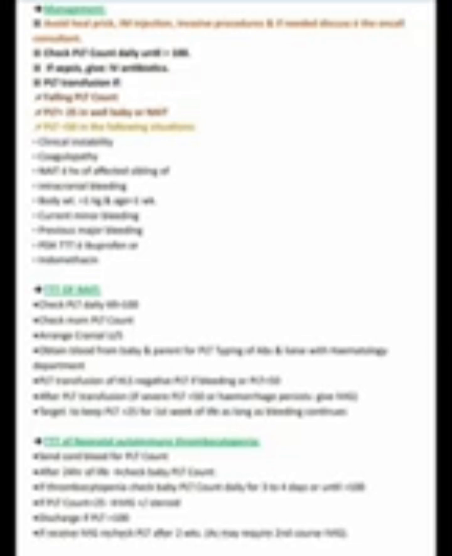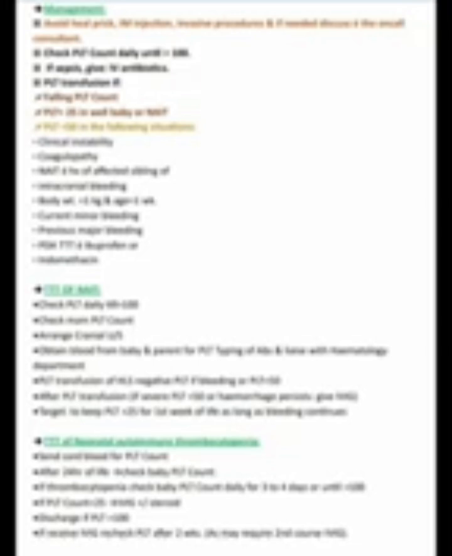Treatment of NAIT includes checking platelet daily till more than 100, checking the mother's platelet count, arranging cranial ultrasound, obtaining blood from the baby and parents for platelet typing and antibodies and liaising with the hematology department. Platelet transfusion of HPA negative platelets if bleeding or platelet less than 50. After platelet transfusion, if platelet is still less than 50 or hemorrhage persists, give IV immunoglobulin. Target to keep platelet more than 25 for the first week of life as long as bleeding continues.